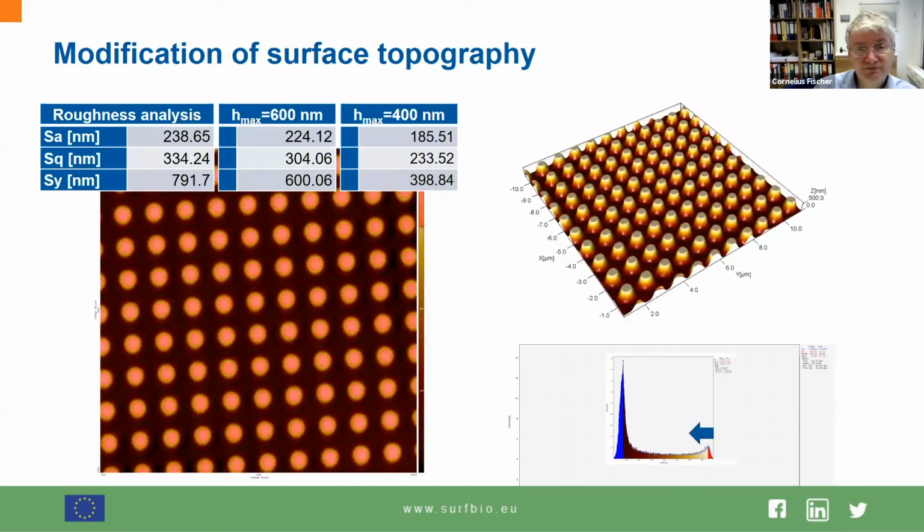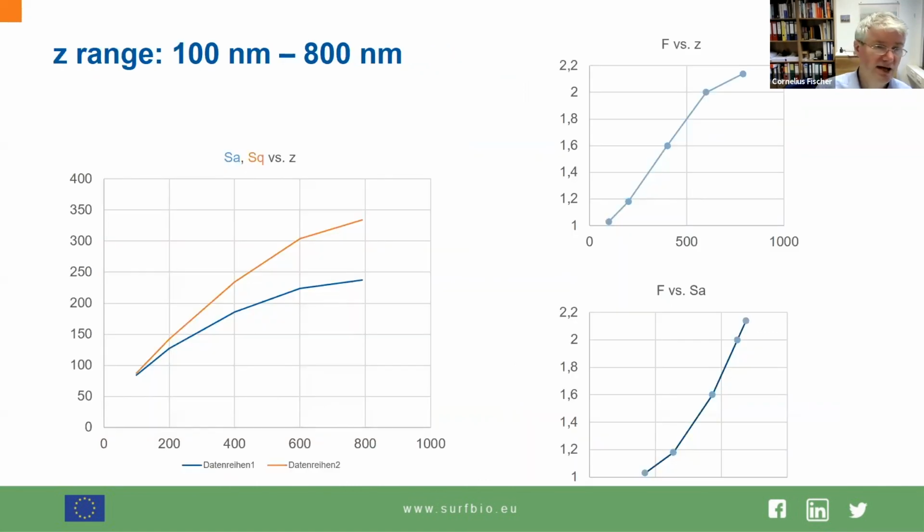Now I am going ahead and modifying the surface a little bit. I just cut a few portions of the data set that has been analyzed. So the maximum height is about 800 nanometers. And what I do, I just limit the height in steps of 200 nanometers. So I just cut the uppermost 200 nanometers and do this again. What's going to happen with the parameters? Here is roughness in nanometers, and this is the maximum height.